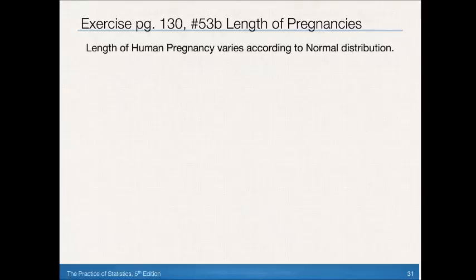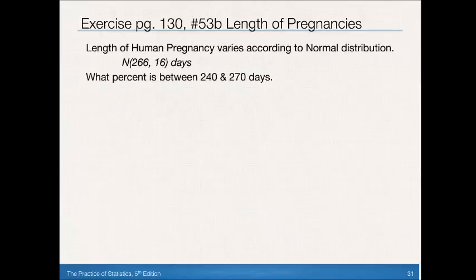The length of human pregnancy varies according to a normal distribution. So here's our normal distribution numbers. So what percent is between 240 and 270? Go ahead and pause the video, calculate that, either using the table or the technology. I will do both so you can check your response.